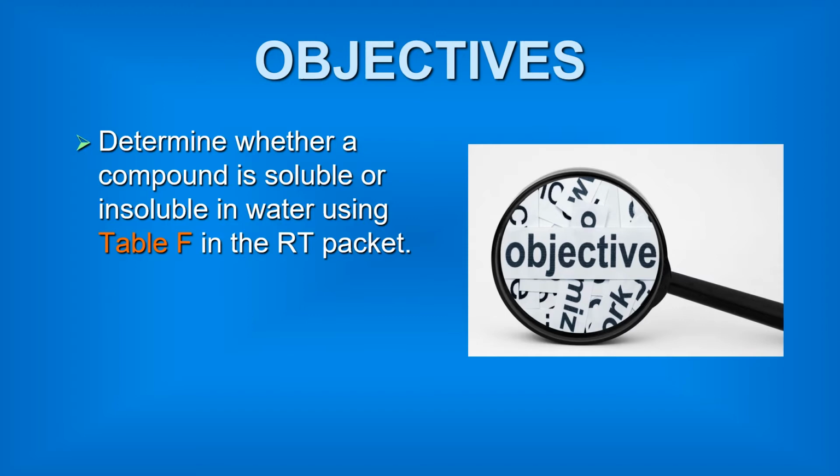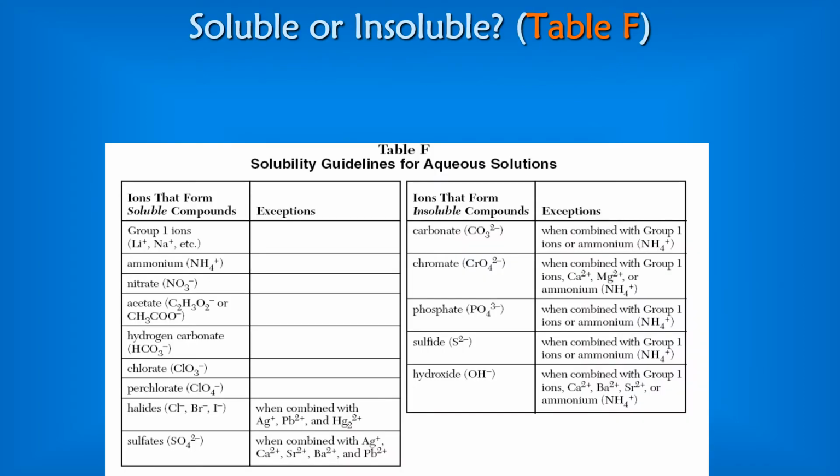So basically we'll learn how to use Table F to identify that if you are given a compound, how can you determine whether that compound is going to be soluble or insoluble in water when it makes an aqueous solution. So this is what Table F looks like in your reference table packet.